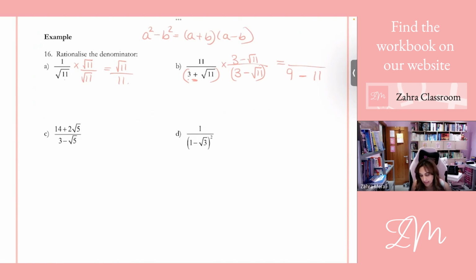Okay? And on the top, remember this means 11 multiplied by all of this, which is why if you always write it in a bracket, you're not going to confuse yourself. 11 times 3, 33. 11 times root 11 is going to give me minus 11 root 11. Then we've got 9 minus 11, which is going to give you minus 2. So you have 33 minus 11 root 11 over minus 2. That doesn't look very pretty, but that's the answer.